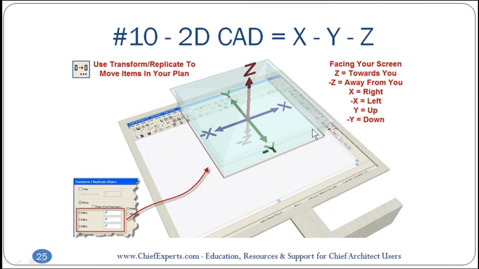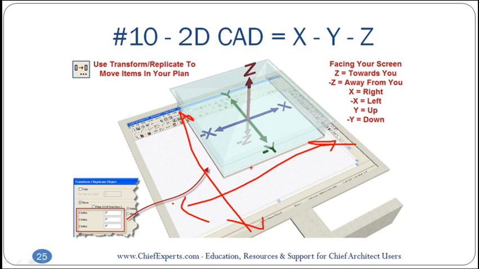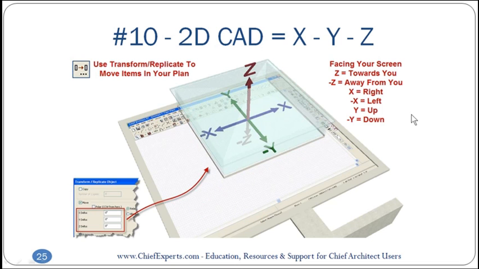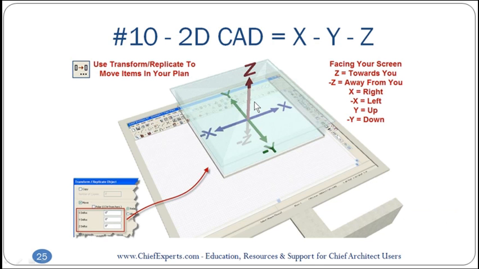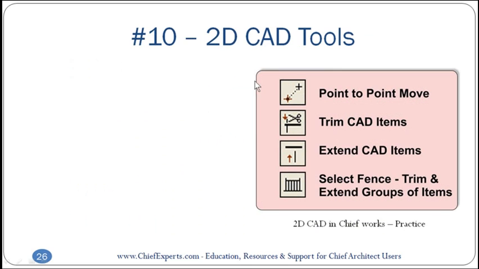2D CAD in Chief. Chief insulates you pretty well from knowing what to do with CAD, but you still need to learn XYZ. Again, this screen would kind of be laying down on your desk, but assume that the screen is standing up. As you're facing your screen, X is back and forth, Y is up and down, Z is from the back of the screen to your face. Okay, that's your 3D aspect of the screen. And because your floor plan is being drawn in the 2D mode, the roof is always facing you in Z.